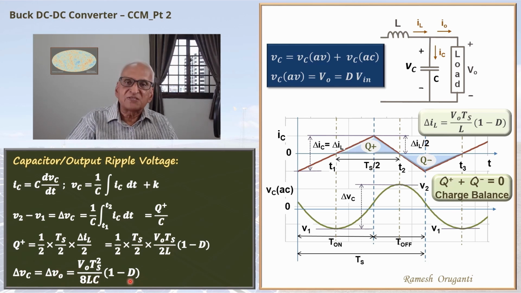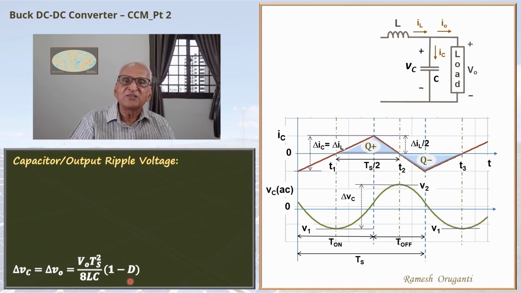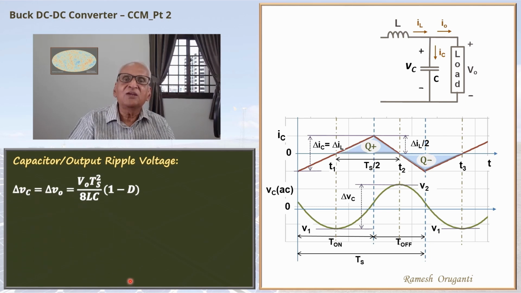So this is the ripple in the output voltage also. So delta V0 by V0 is Ts squared by 8LC times 1 minus D. Now we will rewrite this equation in a slightly different way in order to understand it better.